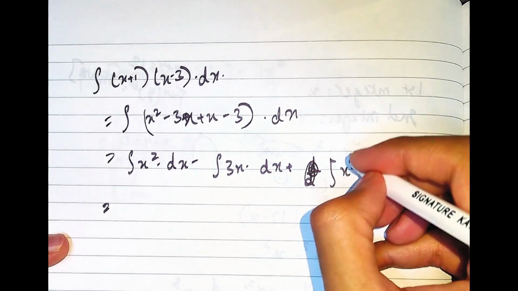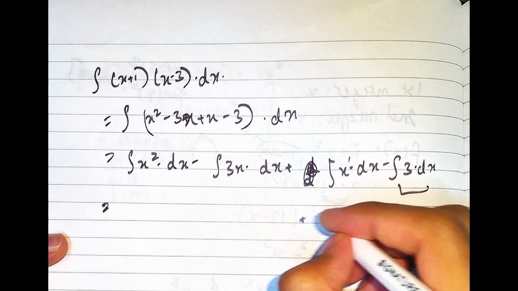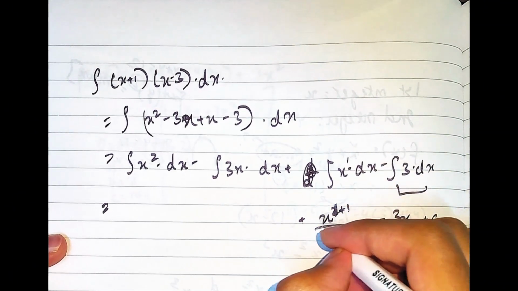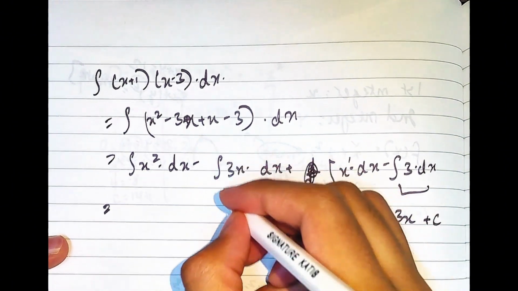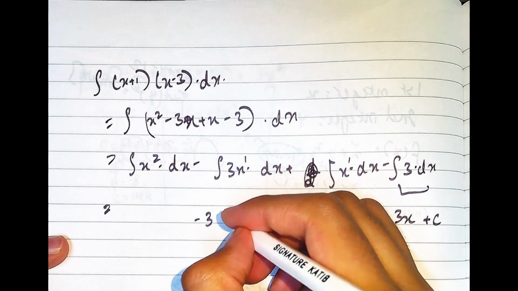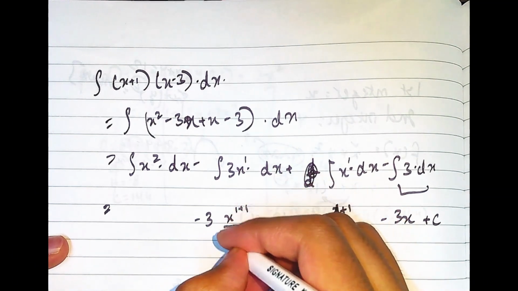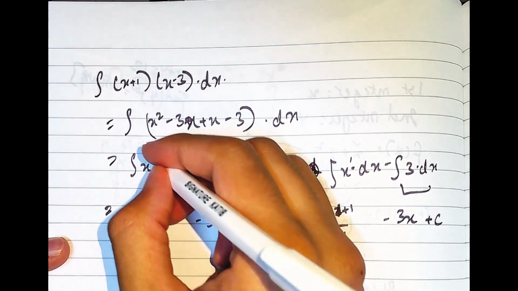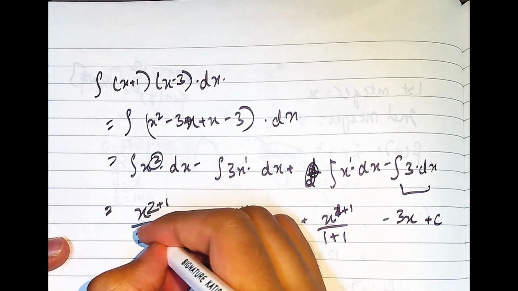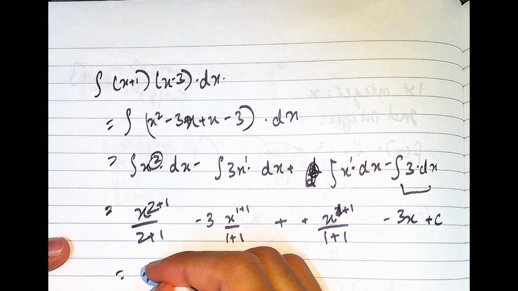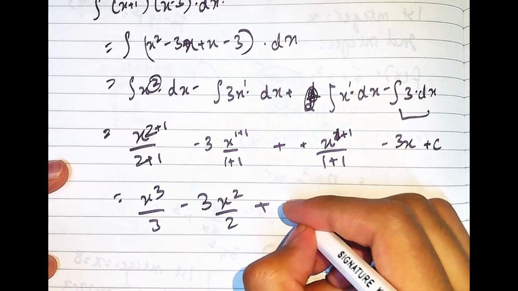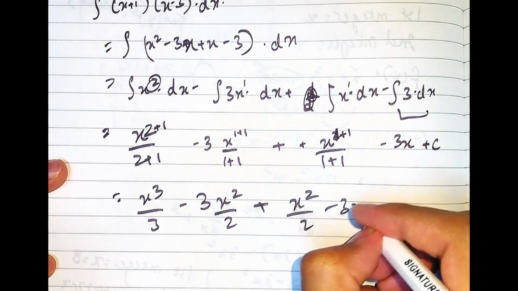And the integral of x, of course, has a power of 1, so it will be the function, then the power plus 1, divided by the same factor, plus the same thing over here. 3 is a constant, so it will be separated out, so negative 3. x has a power 1, so we will have x to the 1 plus 1 divided by 1 plus 1. Same thing over here, we have x, then the power plus 1 divided by the same factor. So we have x to the 2 plus 1, which is x cubed divided by 3, minus 3 x squared divided by 2, plus x squared divided by 2, minus 3x plus c.